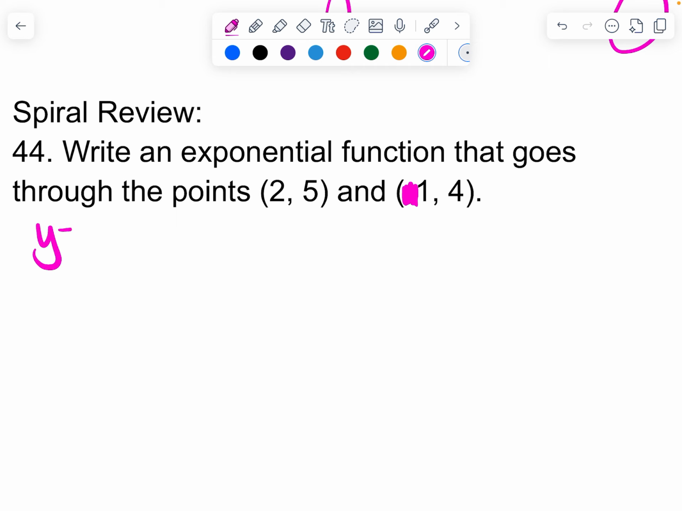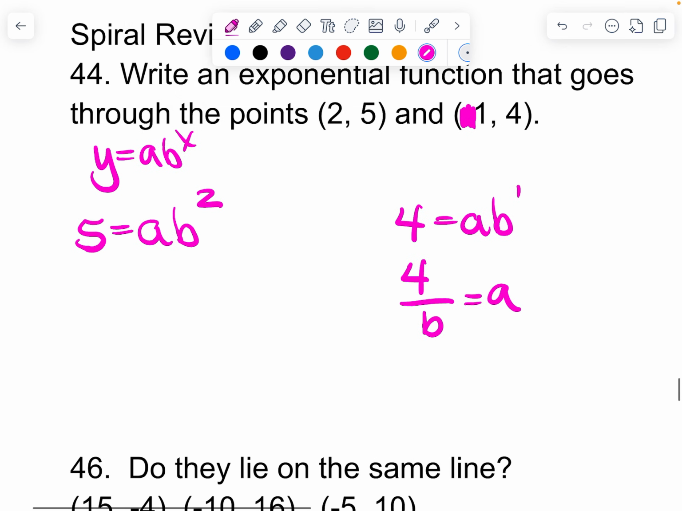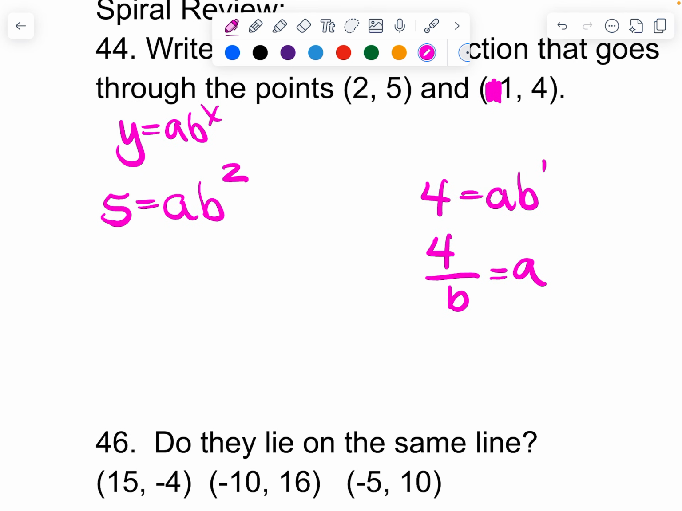So y equals ab to the x. So my y value is 5. My a I don't know. My b I don't know. My x value is 2. Over here I have 4 equals ab, and my x value is 1. So 4 over b is equal to a. So I'm going to take that and plug it in over here.